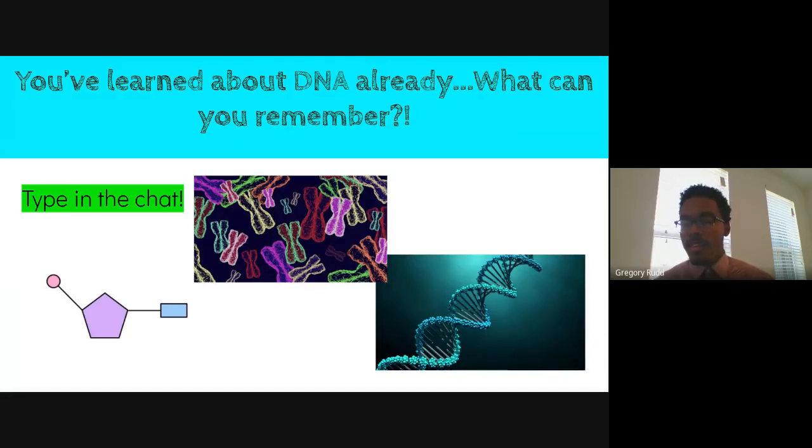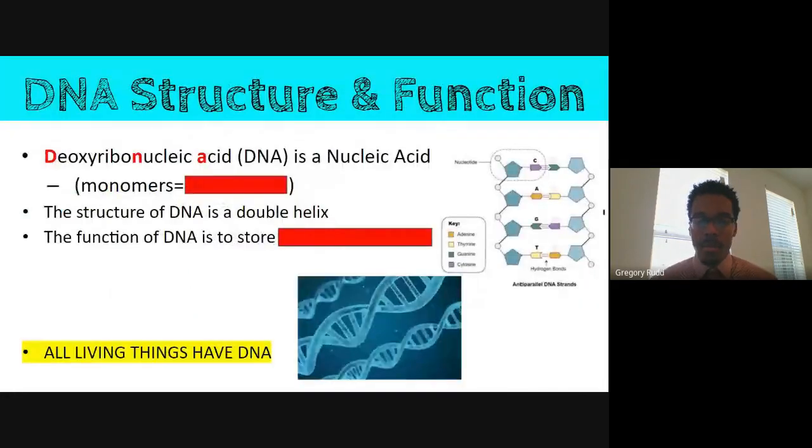Kiki says every living thing has DNA. That's 100% correct. Kiki, thank you for adding that. And Gabby says that DNA can have mistakes. That's true as well. We have mutations that appear in DNA, and we know that the nucleotides in DNA are A, T, G, C. Excellent. Okay, so we remember a lot. Good. And we're going to talk more about that today.